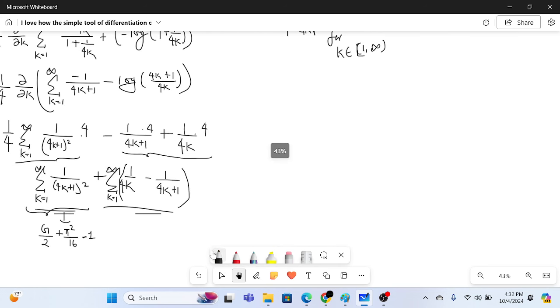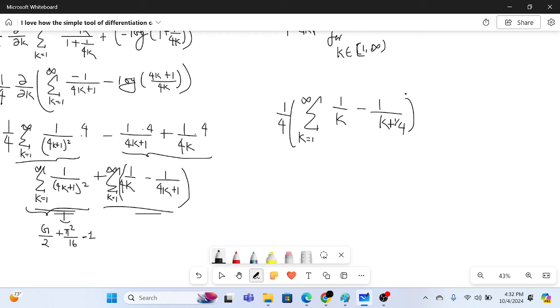is this sum. This sum is also well known. I mean, this is a pretty standard sum. Sum from k equals 1 to infinity. I can take 1 by 4 common, right, from both the sums. So I have 1 by k minus 1 by k plus 1 by 4.